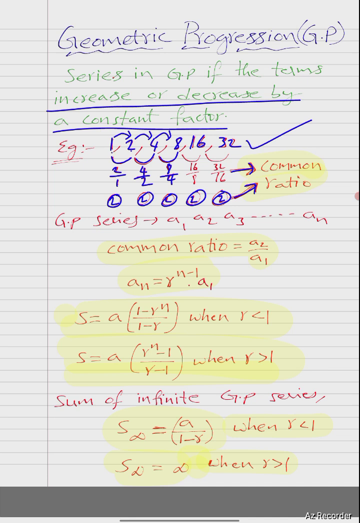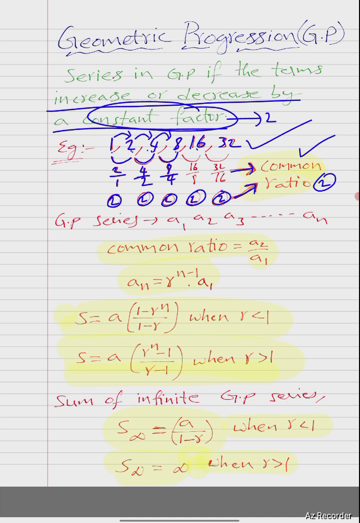2 times 1 is 2, 2 times 2 is 4, 2 times 4 is 8, 2 times 8 is 16. So here the common constant factor is what? 2. Okay. And we can say in the other way, the common ratio is also 2. So such a series is said to be in a GP.